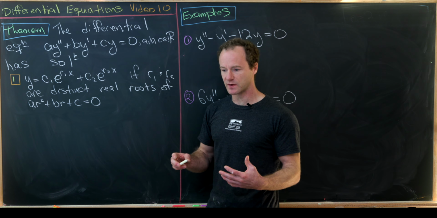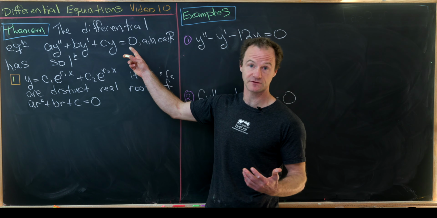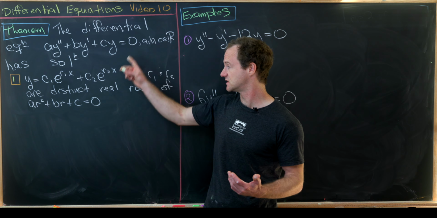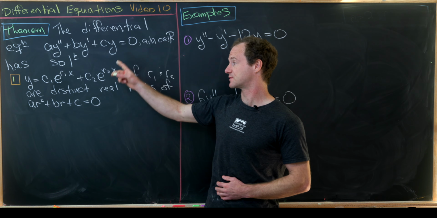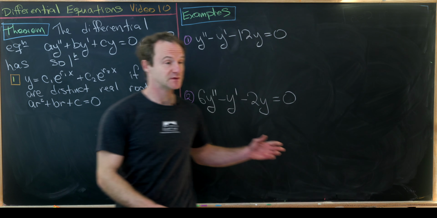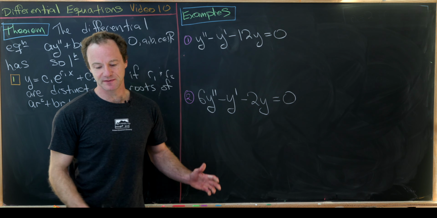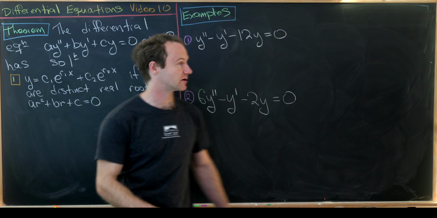So essentially what's going on here is we're able to transport this second order linear differential equation with constant coefficients to finding the roots of a polynomial. So a differential equations problem to like a high school algebra problem. So that's pretty nice. So let's do a couple of examples just to make sure we know what's going on before we start adding to this theorem.